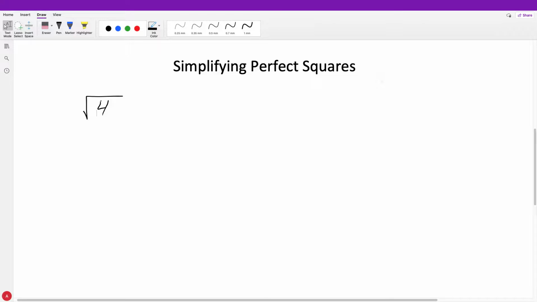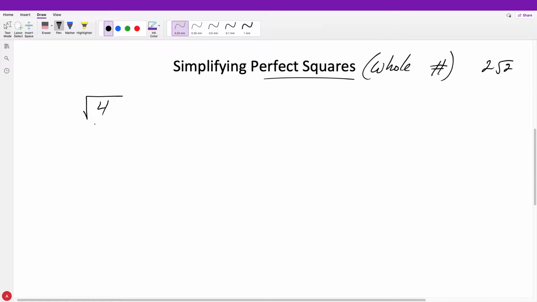All right, so when we're simplifying what are called perfect squares, what that means is that when we take the square root of a number, it gives us a whole number and nothing else. So we get a whole number in return. So it means that there is a number that we square to get to that 4, or we square to get to that 16. So when we take the square root, it doesn't give us a decimal. It doesn't give us something like 2 times the square root of 2. It gives us just a whole number in return.